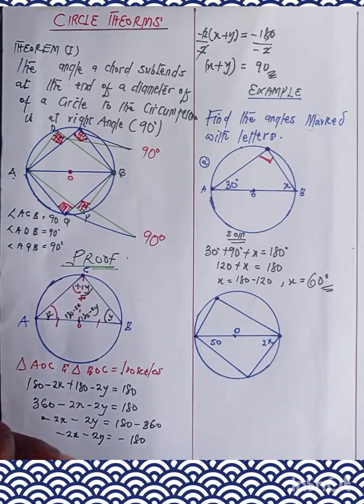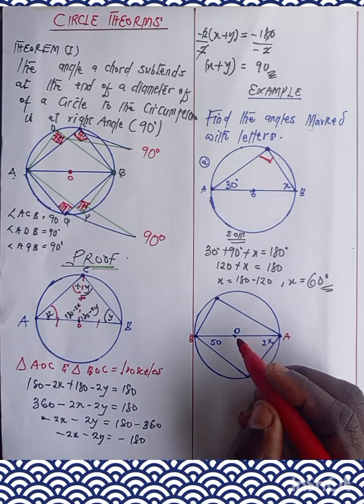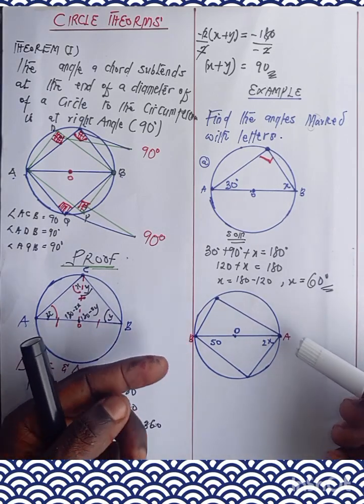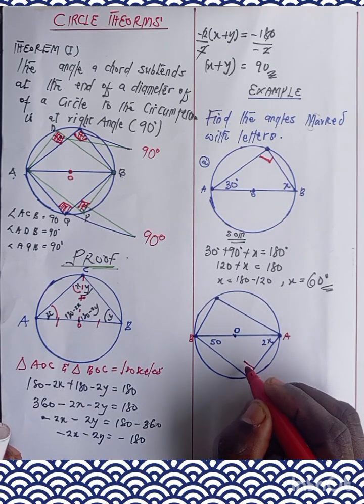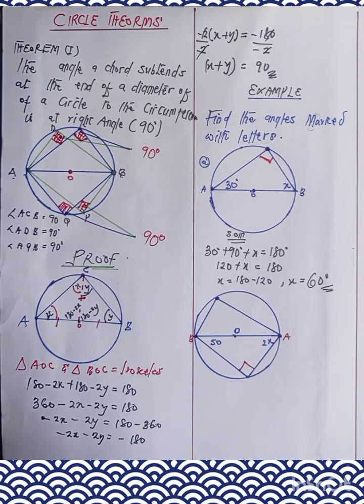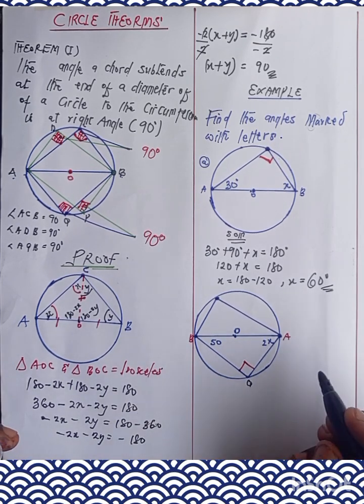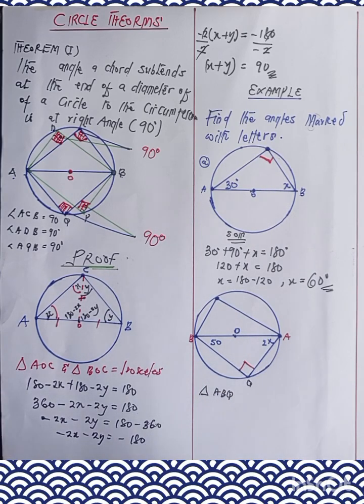Now let's look at example 2. In example 2, we also have a diameter AB and the center O. So this should tell you that the angle a chord subtends at the ends of this diameter is equal to 90 degrees. So this angle is also equal to 90 degrees. And if this side is, let's say, Q, triangle ABQ, you know that ABQ is a triangle.